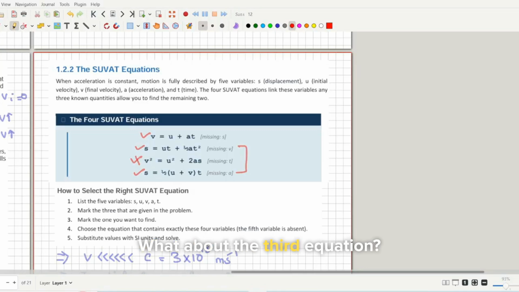What about the third equation? The third equation can also be used. The reason is that now you have all the variables other than distance, so distance can be found from any of these equations.